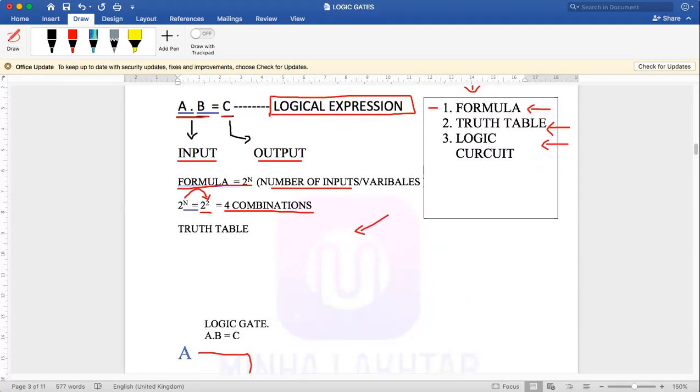So I'm moving to step number 2, truth table. I'm going to draw a truth table now.